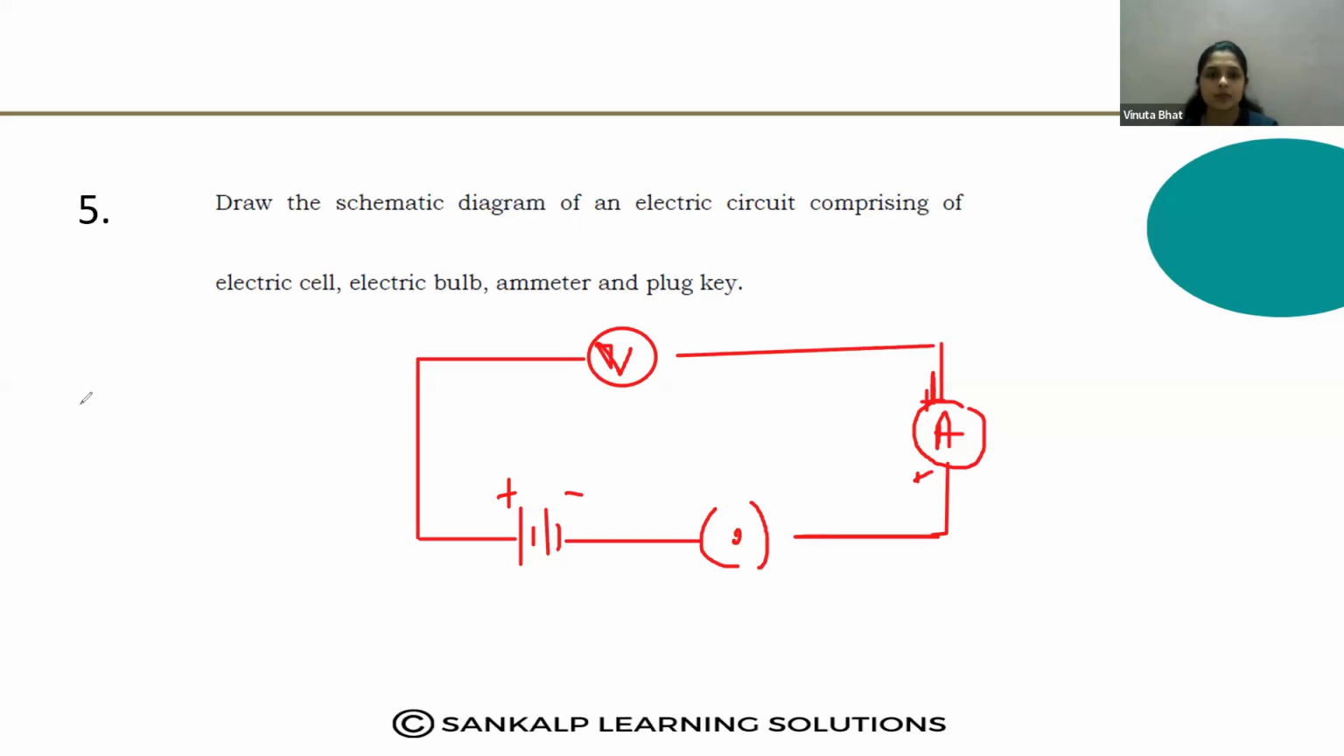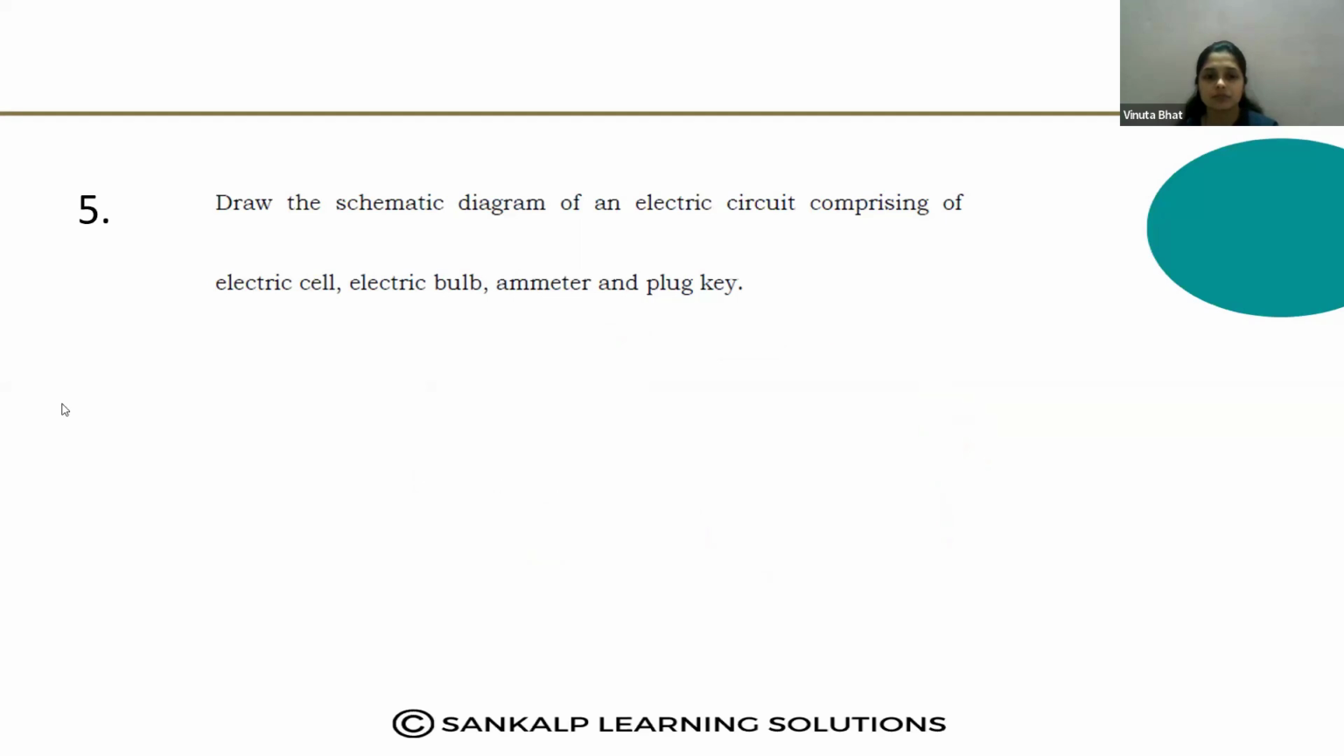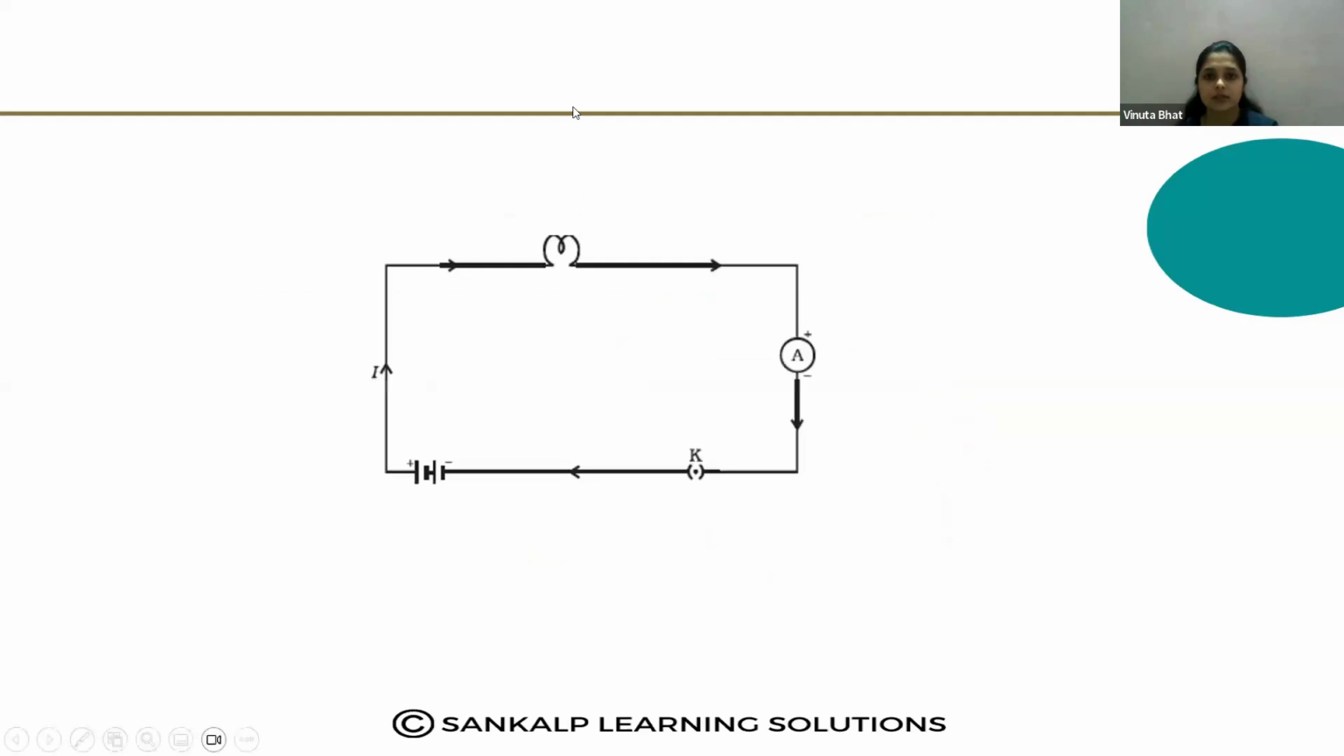Like this it should be. Okay. Yes, sorry. Here it should contain the electric bulb. Okay, I forgot to add that electric bulb. Then the electric cell, and here the ammeter and plug key. So you can see the flow of the current also. This diagram is also asked in the question paper. Okay. Please practice this diagram.